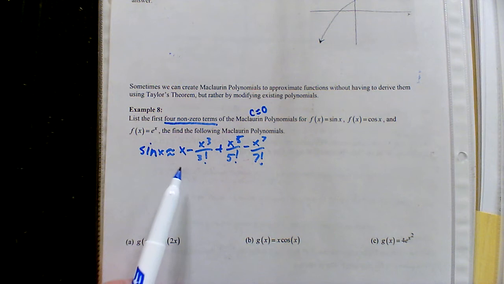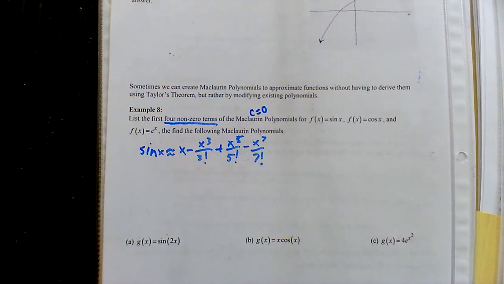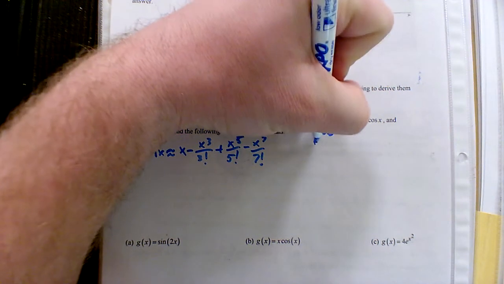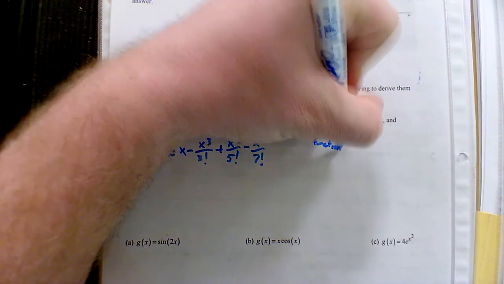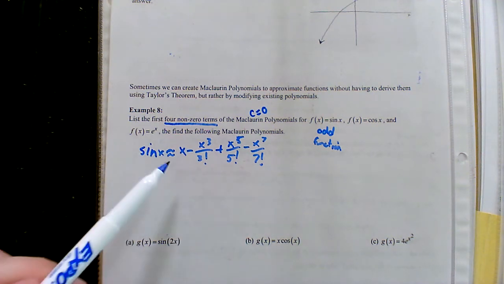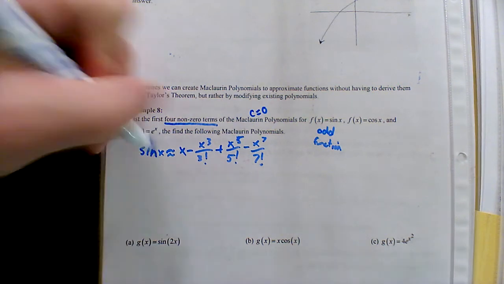So another way to remember this one, if you look, what are the powers of the exponents? Odd. The sine of x is an odd function. Okay. So are we okay? We derived that before. Are we okay where sine x came from, finding it using the Maclaurin polynomial?